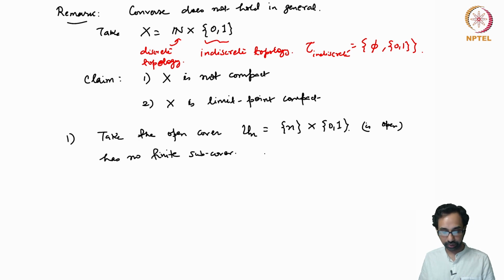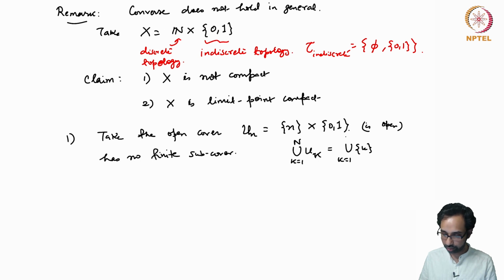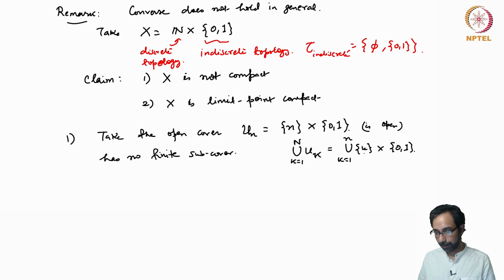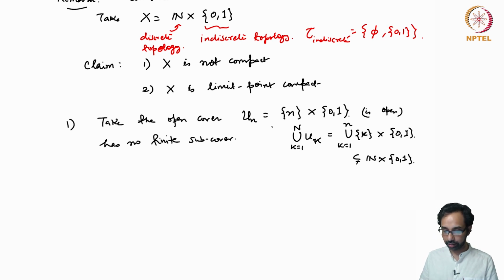You can easily say this because if it had a finite subcover, then any finite subcollection U_k, k equal to 1 to, let's say, capital N, is nothing but the union of the singleton sets k equal to 1 to N, cross this Cartesian product. So this is always a proper subset of N cross {0, 1}. So this open cover has no finite subcover, therefore X is not compact.